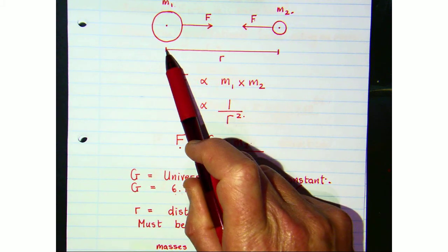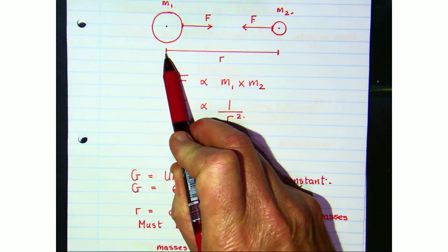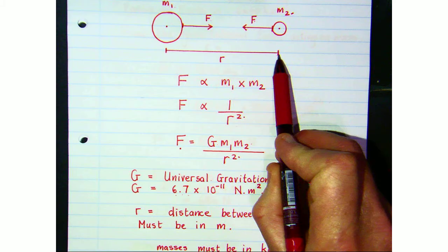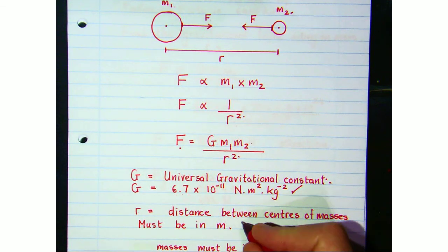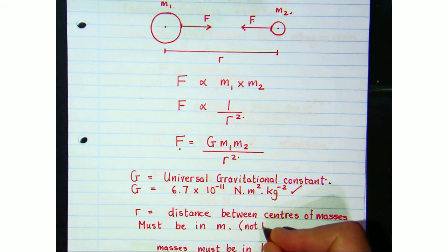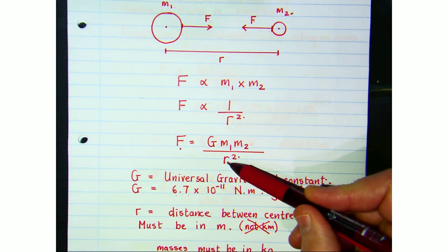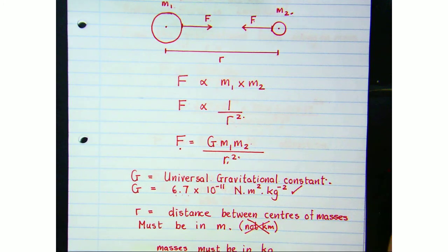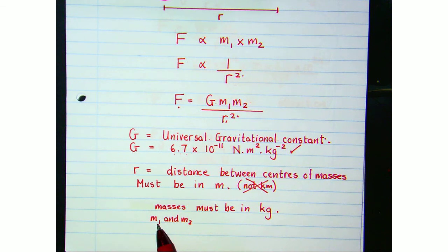So be careful not to take the distance on the surface of planets, but rather the distance from the center of each planet must be used. And another important point here is that R must be in meters, not kilometers. So don't substitute kilometers into this equation. You need to first convert to meters, and then don't forget to square that distance. And obviously our two masses in question, mass 1 and mass 2, the unit of that should be the kilogram.